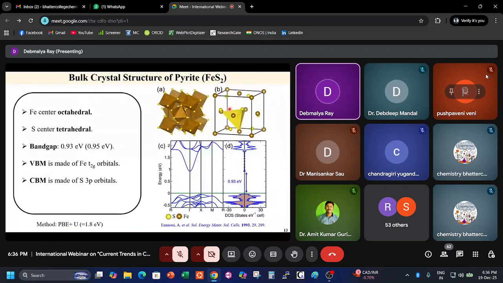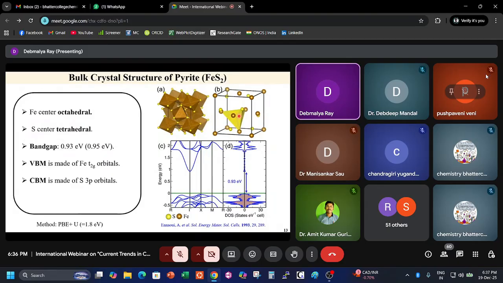Before talking about the defects and everything, let's look at the bulk crystal structure of pyrite and see how we do with our computational tools in terms of predicting the bulk crystal structure properties of the material. In pyrite, the iron centers are octahedral, so each iron is connected with 6 sulfur centers, and sulfur centers are tetrahedral, so each sulfur is attached to 3 iron centers and 1 sulfur atom. This is very important. I will refer to this sulfur-sulfur bond as the sulfur-sulfur dimer in future.